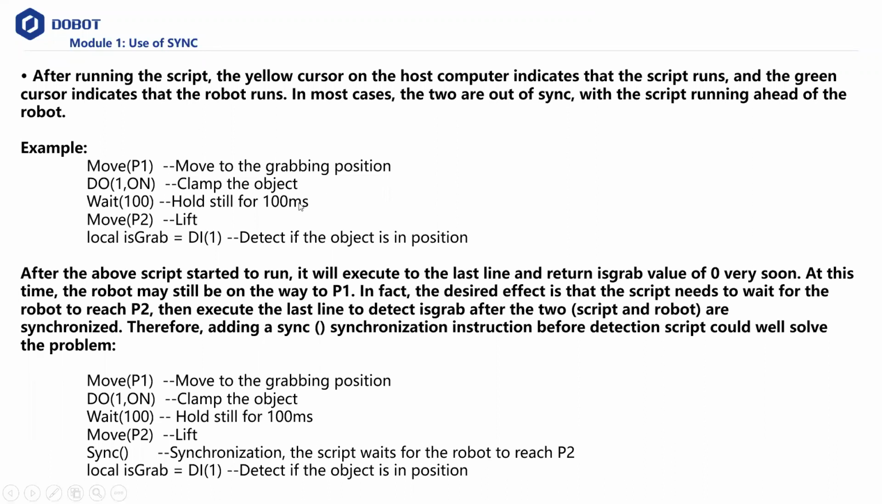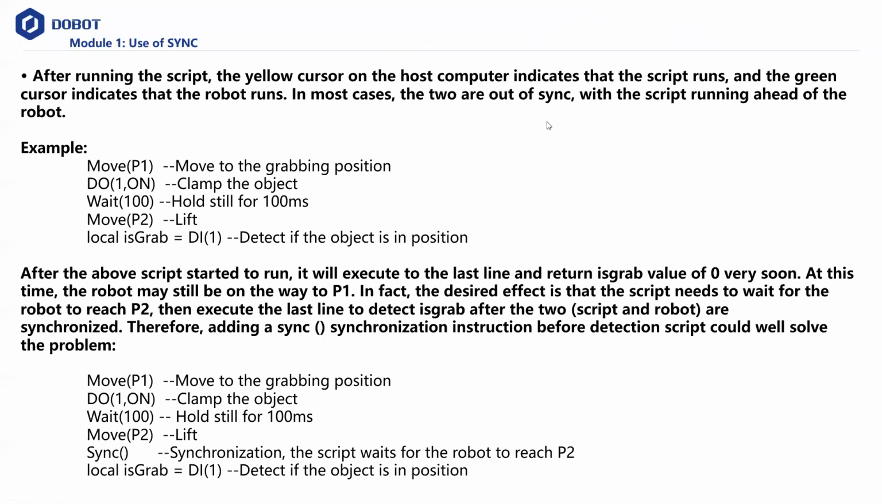Like in these examples, we can see Move P1 moves to the grabbing position, and then we type DO 1 on, which clamps the object. After this, we type Wait 100. It just means hold still for 100 milliseconds. And then after this, we move to point 2, lift, and then the local is grabbed. For the BI, it detects if the object is in position.